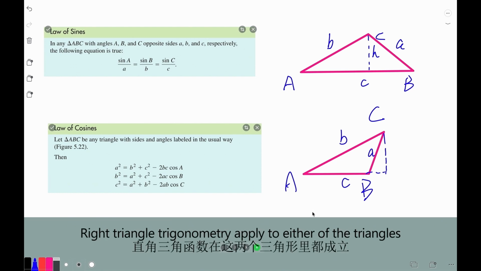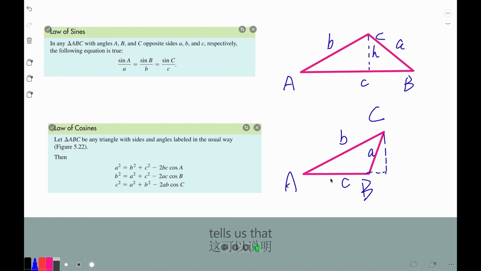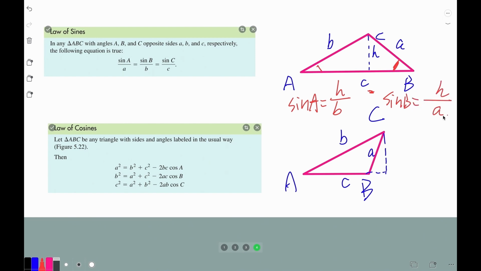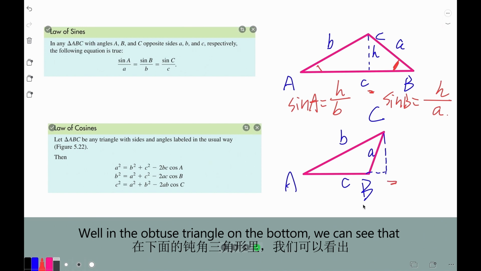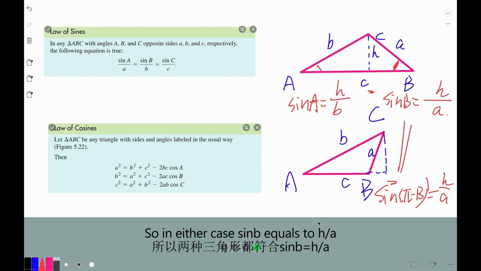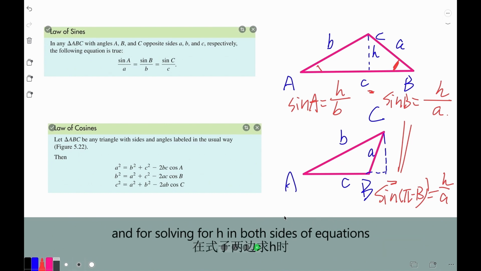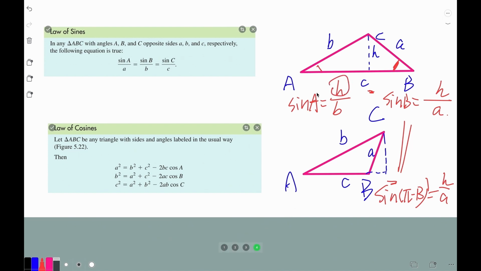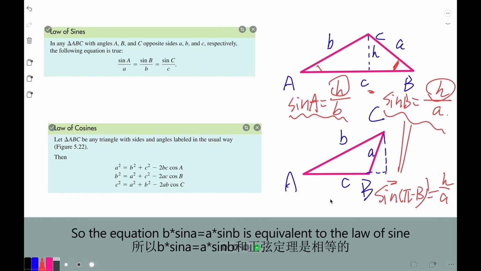Right triangle trigonometry applied to either of the triangles tells us that sine A equals H over B. In the acute triangle, sine B equals H over A. In the obtuse triangle on the bottom, sine of pi minus B equals H over A. But remember that sine of pi minus B equals sine B. So in either case, sine B equals H over A. Solving for H in both equations, H equals b sine A and H equals a sine B. So the equation b sine A equals a sine B is equivalent to the law of sines.